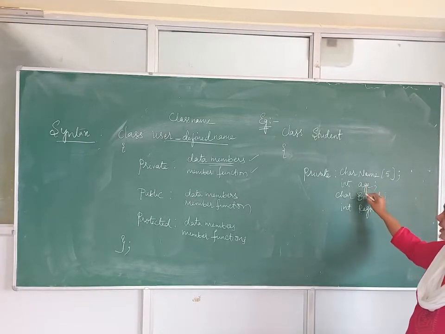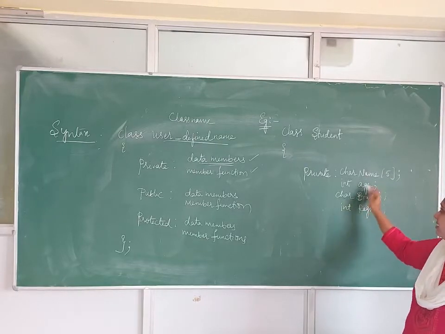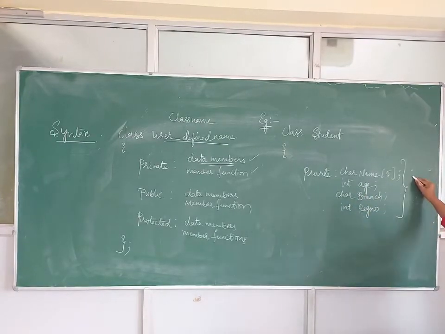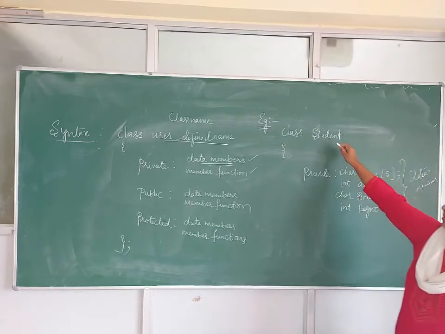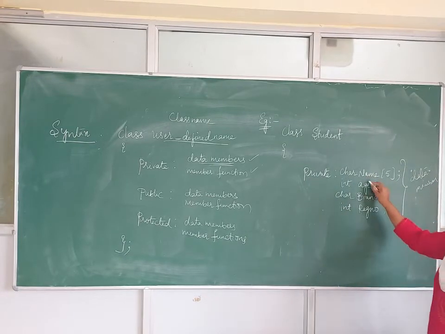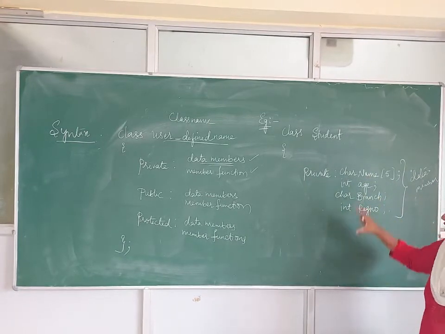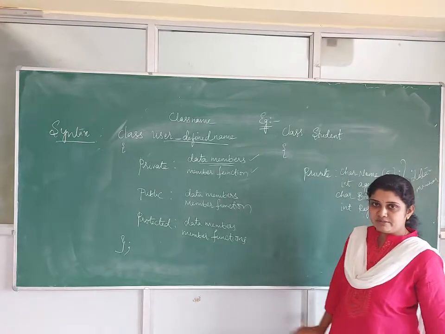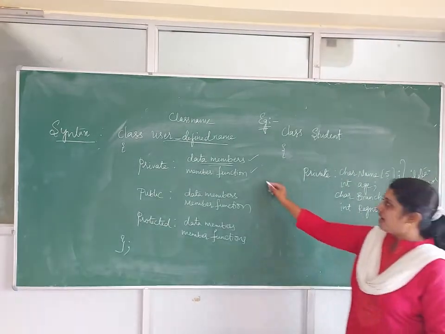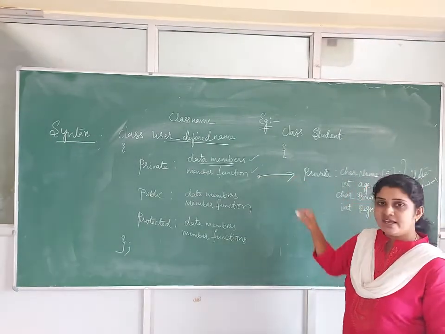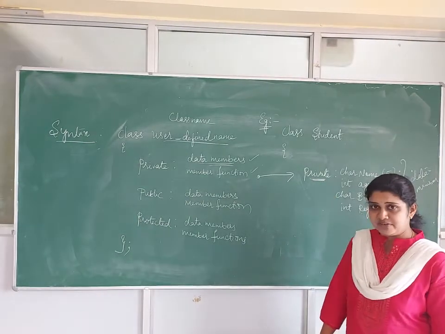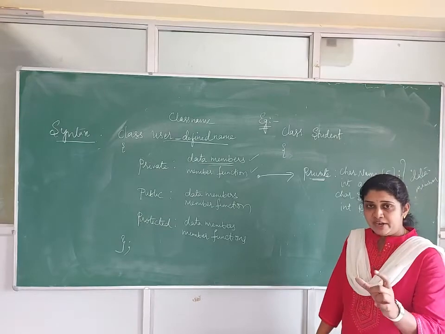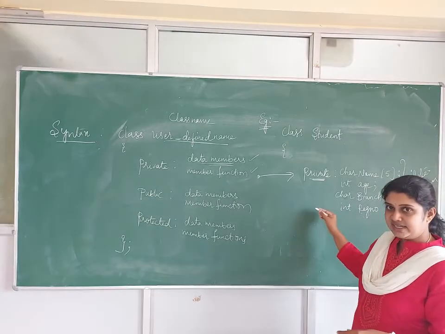What are all the variables you have declared? All these we are calling data members, which can be derived from the student. It is also called characteristics. This is your data members. If I want to access them from outside, it is not possible. Why? Because we are using the access specifier private. Private means you can access only inside the class.